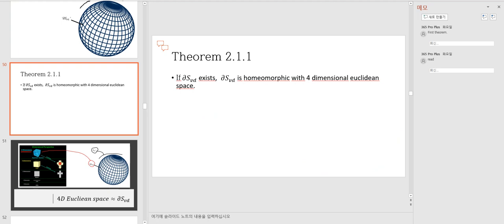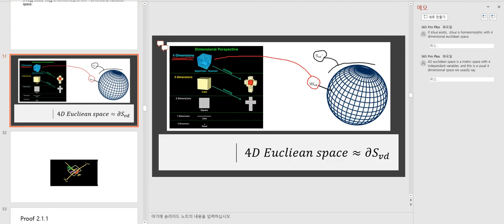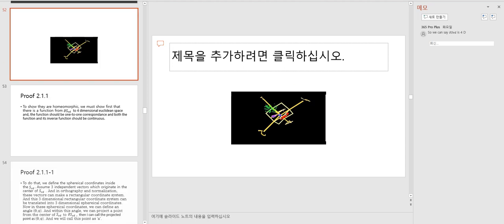This is the first theorem. If dSV3D exists, dSV3D is homeomorphic with four-dimensional Euclidean space. 4D Euclidean space is a metric space with four independent variables, and this is the usual four-dimensional space we usually say. So we can say dSV3D is four-dimensional.